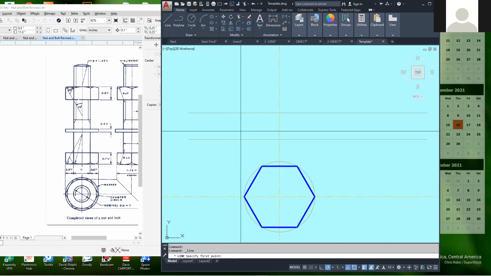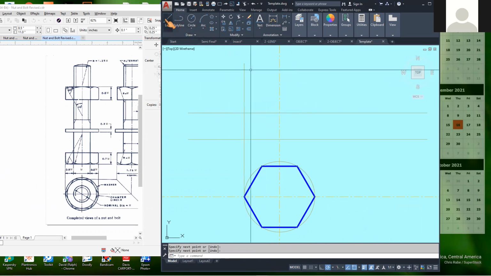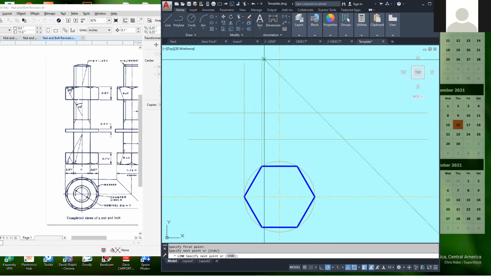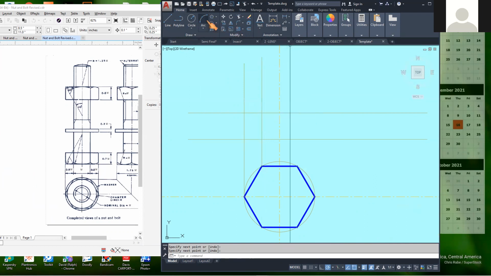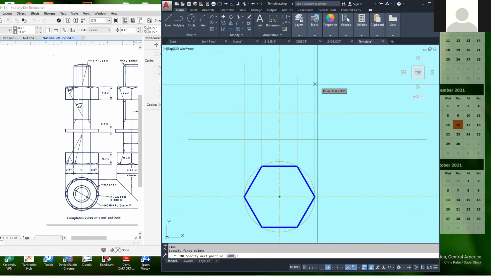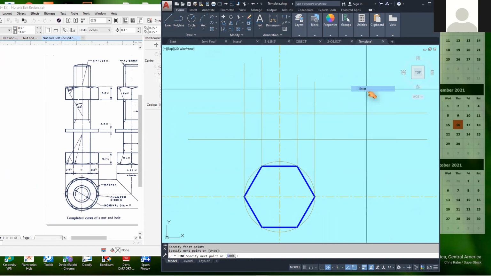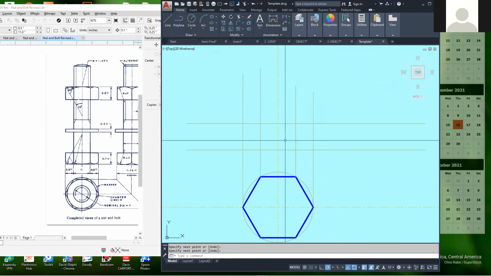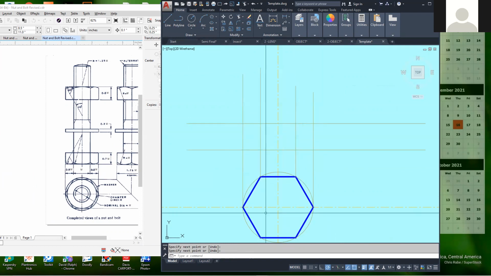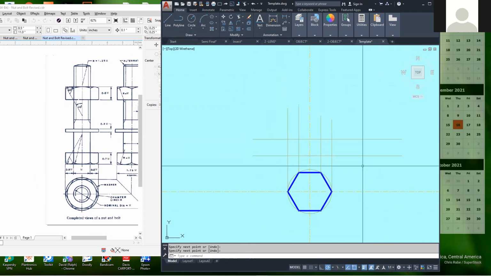And now we would draw lines going up here, a line going up here, a line going up here, and one more. Remember you could press enter and you get the same thing. So these would be our three sides if you're looking at the bolt from this direction.